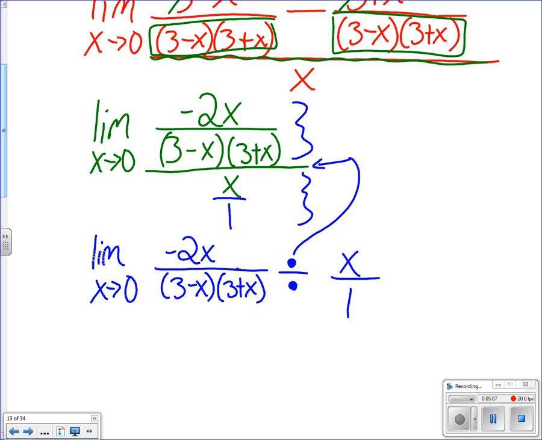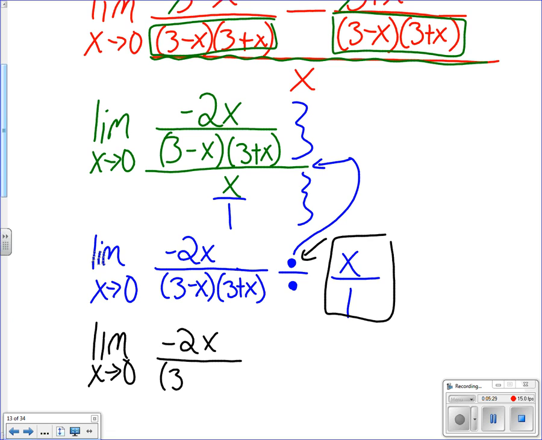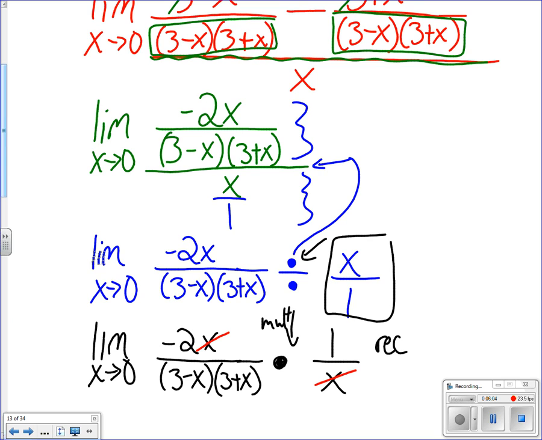Now again, if you think back to algebra, anytime you have a fraction divided by another fraction, you just end up with the reciprocal for the second piece. So we still end up with the limit as x approaches 0 of negative 2x over 3 minus x times 3 plus x, and then changing this to multiplication and doing the reciprocal for the second one, so we have 1 over x. The reason we do that is canceling out these x's. The biggest issue we were having was the x right here, because that would have given us a 0 on the bottom, and we can't have that.